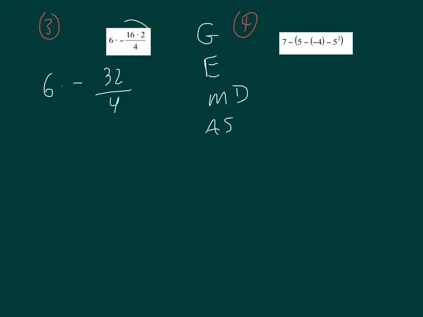Willingness to rewrite one step at a time. That's 6 times the opposite of 32 over 4, which is 8. And 6 times negative 8 is negative 48. Piece of cake. This next problem is just busy with sets of grouping symbols.